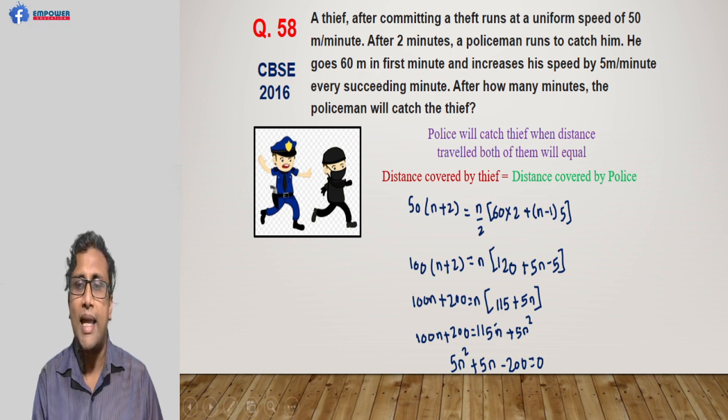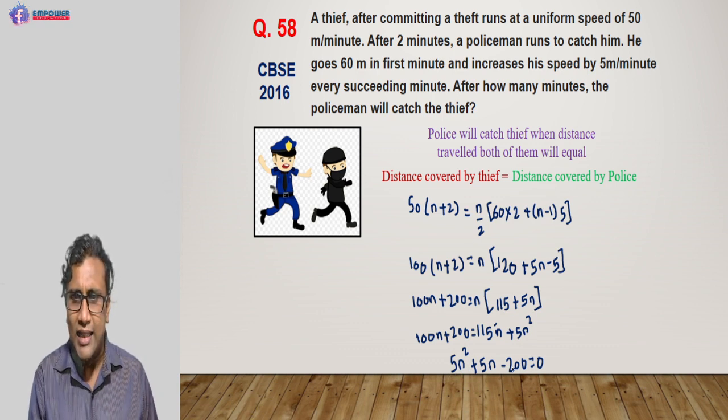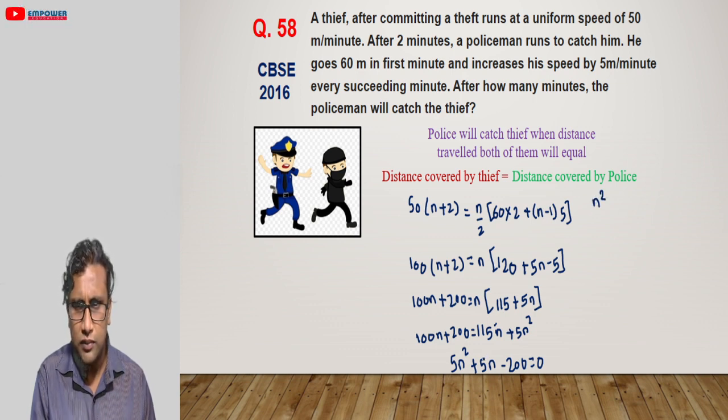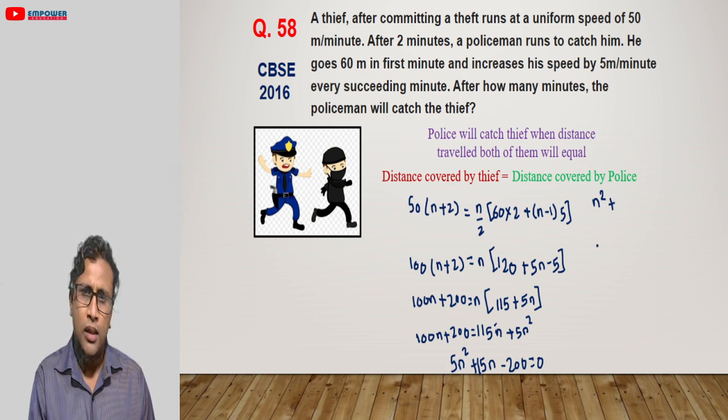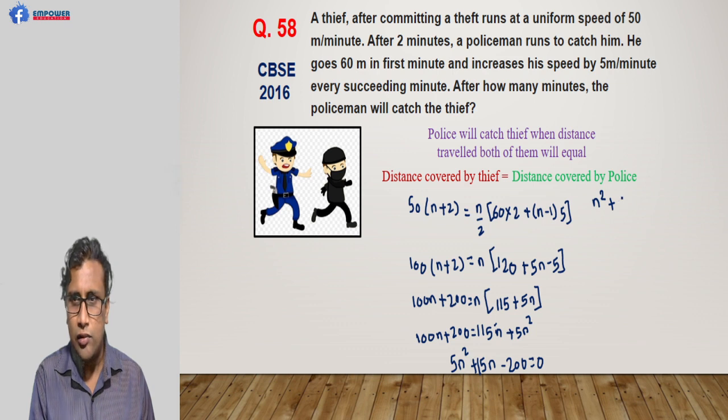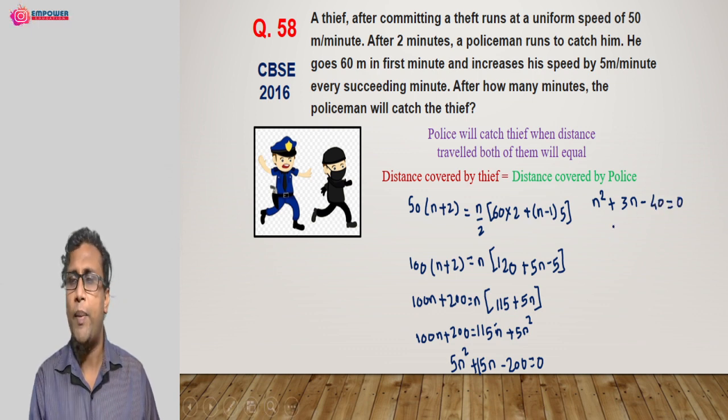So in standard form I can write something like this. Again I can take 5 as a common factor from this and divide everything by 5. So again reducing it to the short form, I will get something like this: n square plus 3n minus 40 is equal to 0. Now this is our standard format of a quadratic equation.